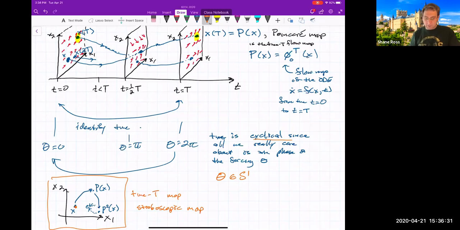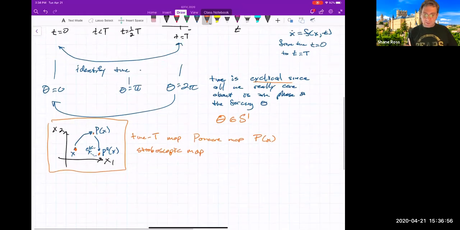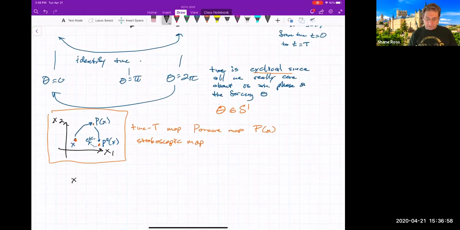So here's some initial condition x. Here's where it maps to, this time T Poincare map. And that's why we call it P. So after one iterate of the map, that's where we are, P of x, then maybe after 2 iterates, we're here, etc. It's a useful idea. The phase space becomes what we call the extended phase space. Let's say x1, x2, and we can either call it time or theta.